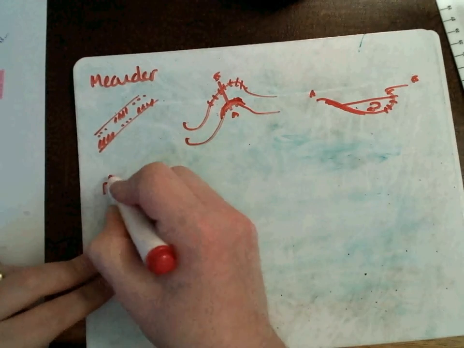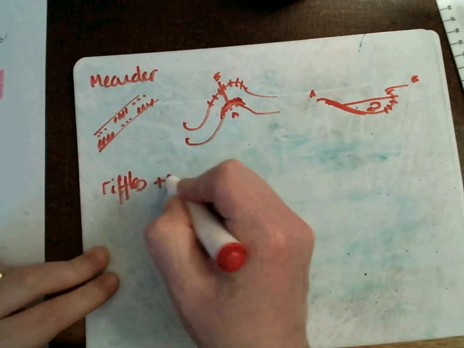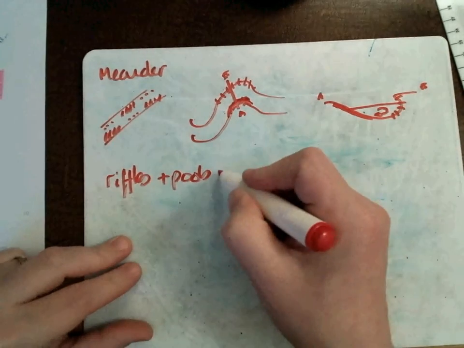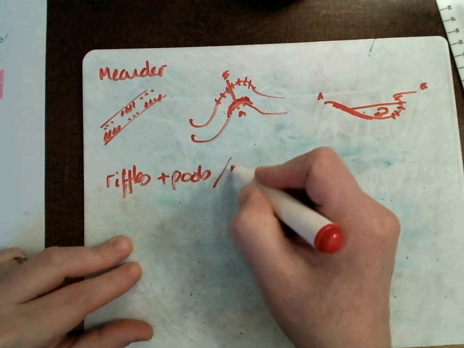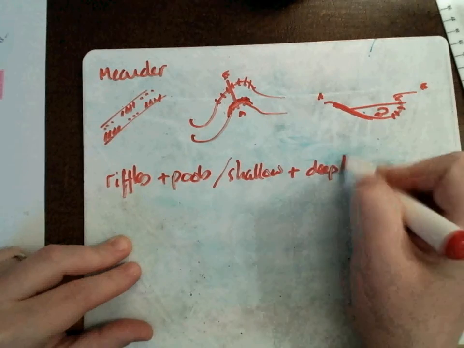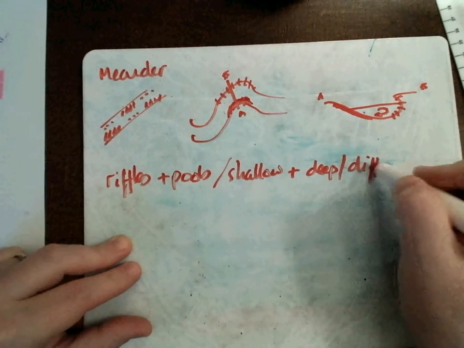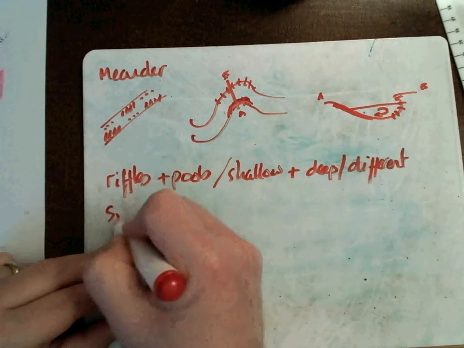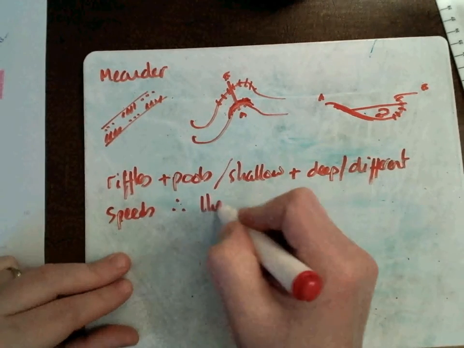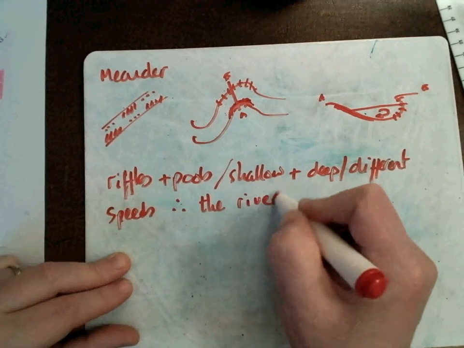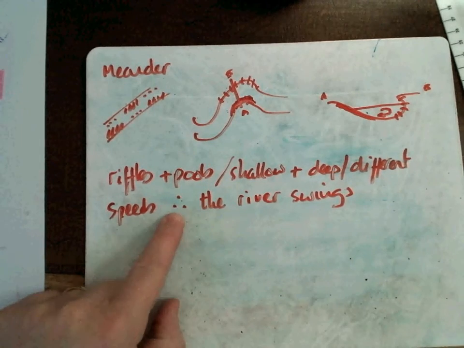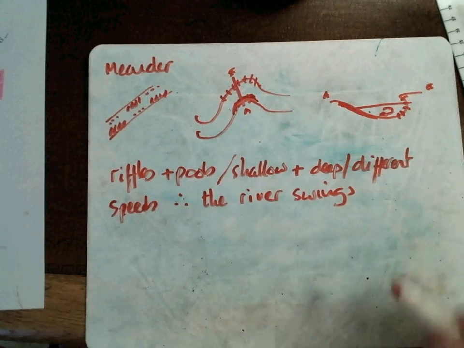Well, you've got riffles and pools. The riffles and pools are shallow and deep. They have different speeds, and therefore the river swings. This little three dots in a triangle means therefore, by the way.